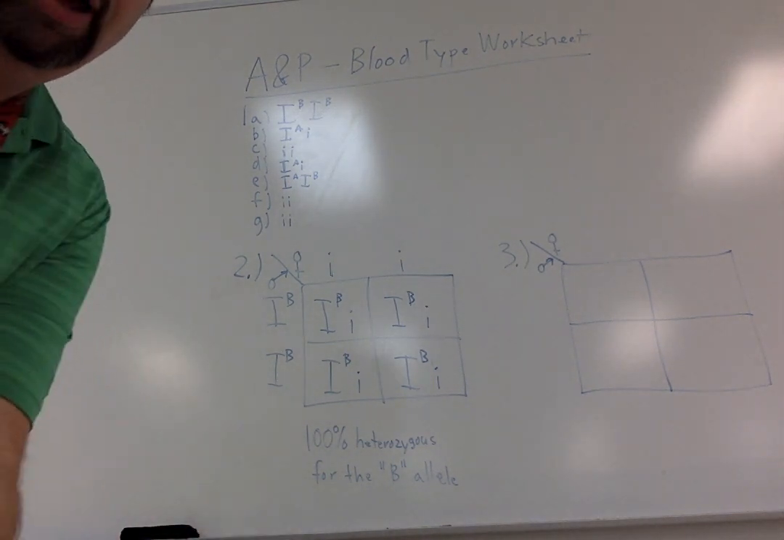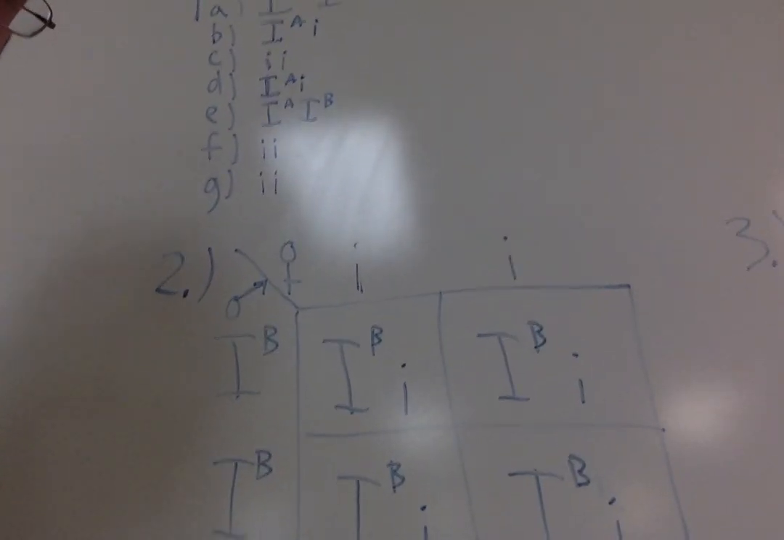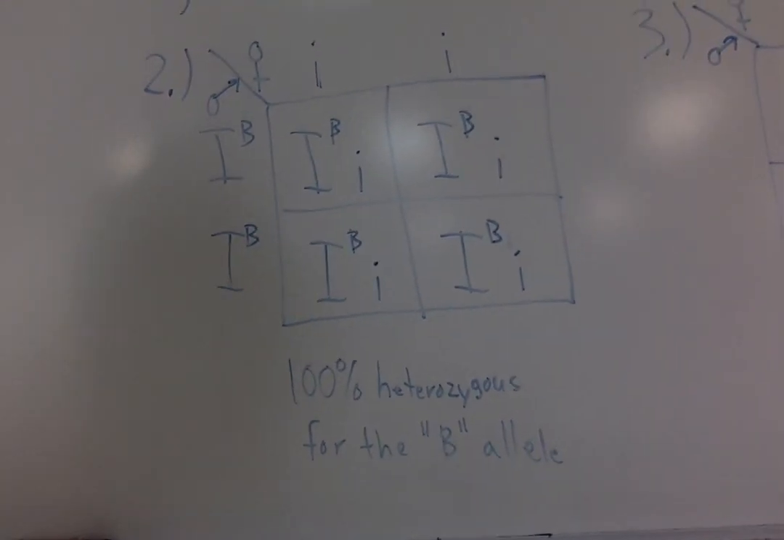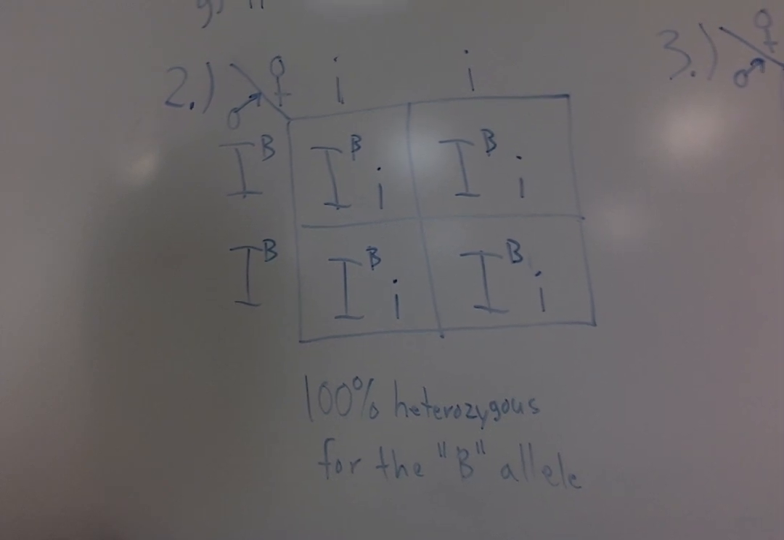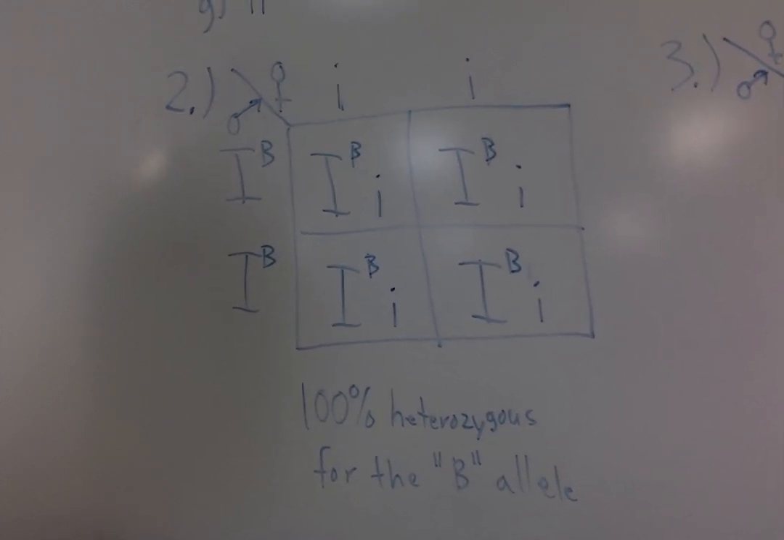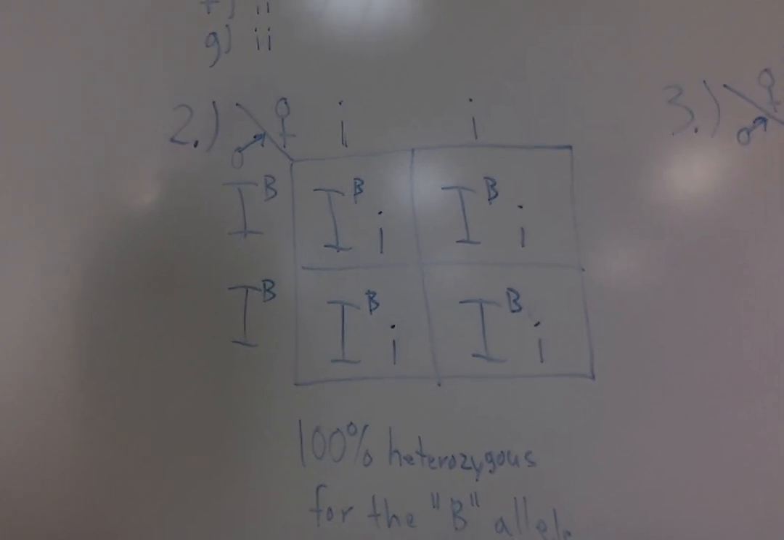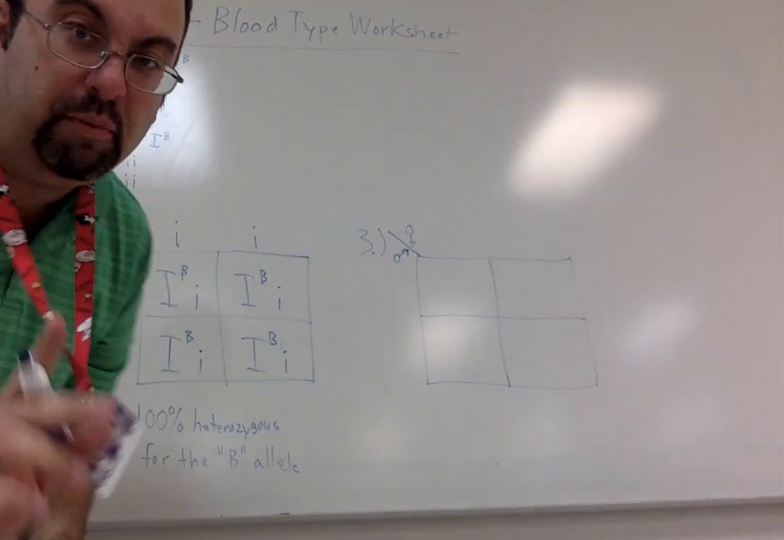Let me show you a little closer to what this is. The answer for B is for number 2, as we can see there. By doing the Punnett square, we can see that 100% of the children that they would have would be type B heterozygous. All right, we'll go ahead and do one more example.